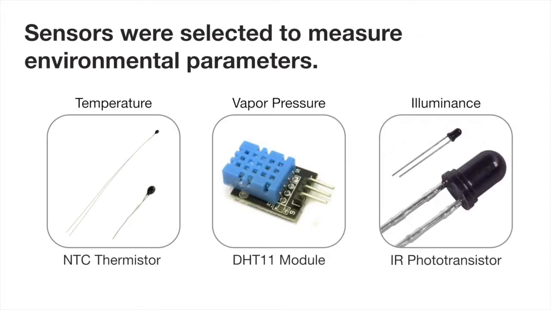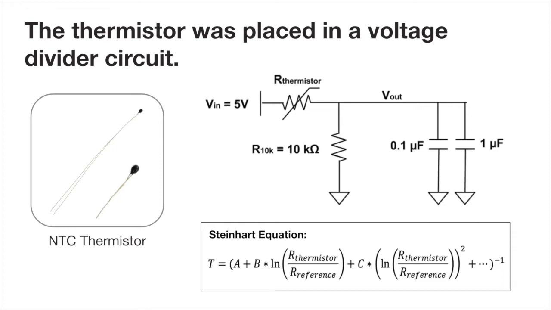An NTC thermistor was chosen to measure temperature, a DHT11 module to measure humidity, and an IR phototransistor to measure illuminance. A thermistor's resistance changes with temperature. The resistance of the thermistor was extracted by placing it in a voltage divider circuit. Using the Steinhart equation, resistance was converted into temperature.